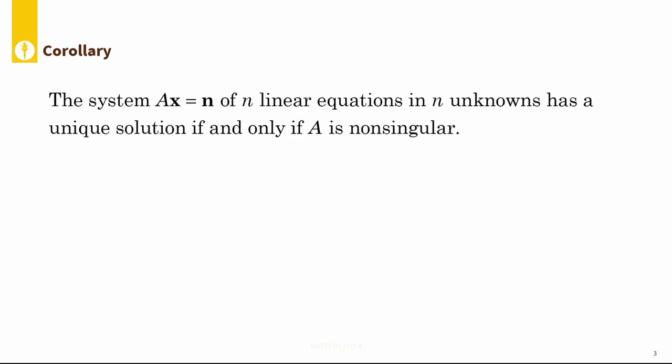Corollary to this, a system AX equals b of n linear equations in n unknowns, so it's got to be a square system, has a unique solution if and only if A is non-singular. And so that also means, of course, that the three statements before hold. So if A row reduces to the identity matrix, the system has a unique solution.